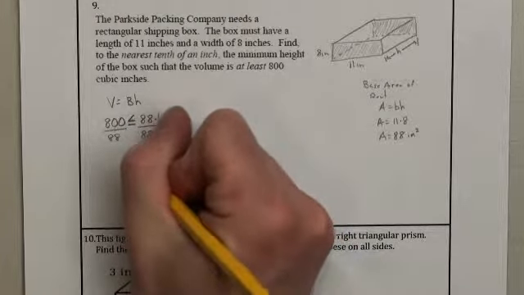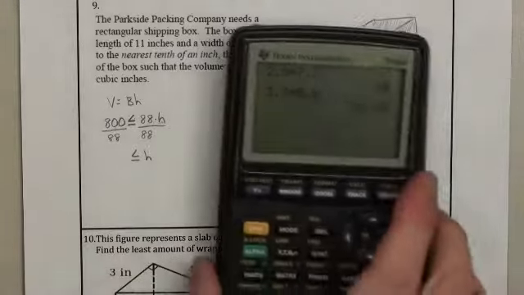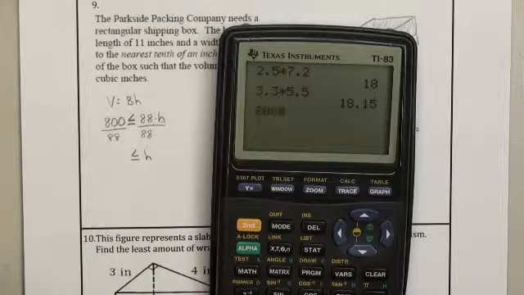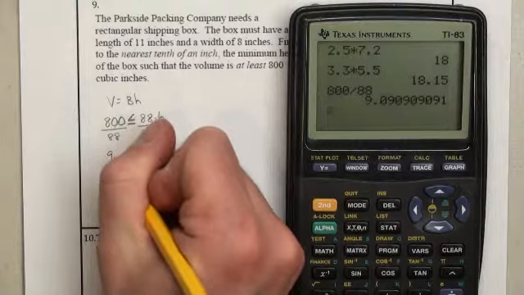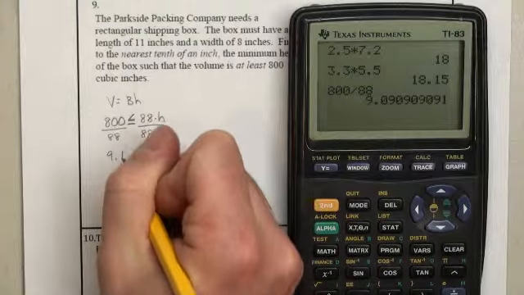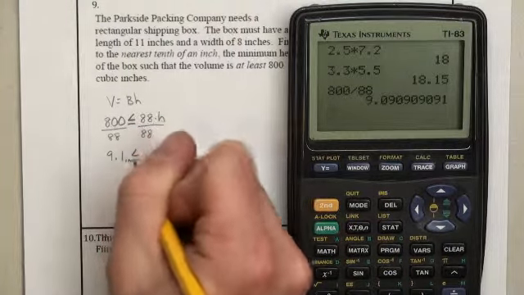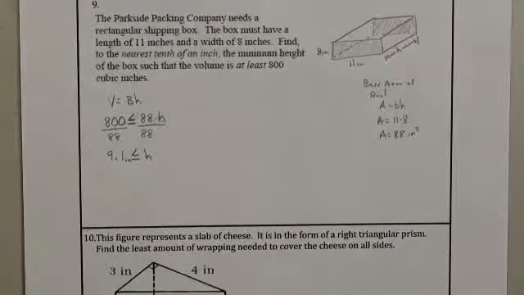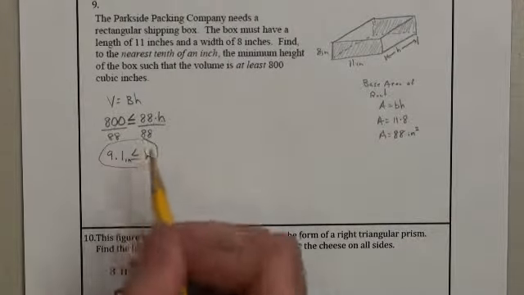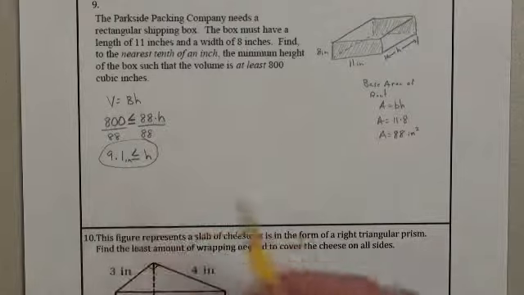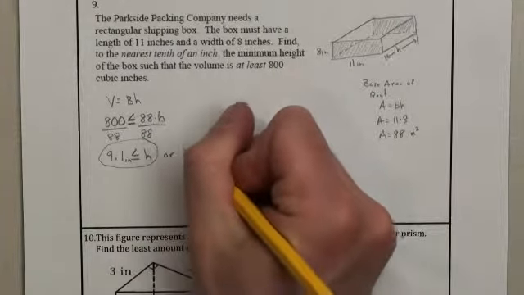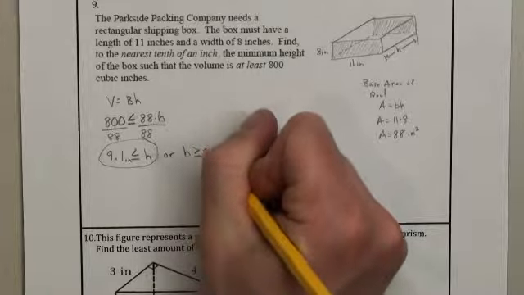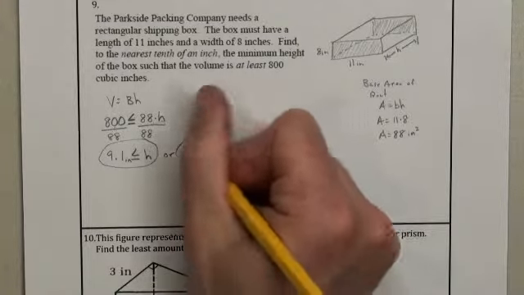So H must be greater or equal to 800 divided by 88. Rounded to the nearest tenth, it's 9.1 inches. That's the answer. H must be greater than or equal to 9.1 inches. So you can write it this way, or we could flip it around if that makes you more comfortable. It means the same exact thing.